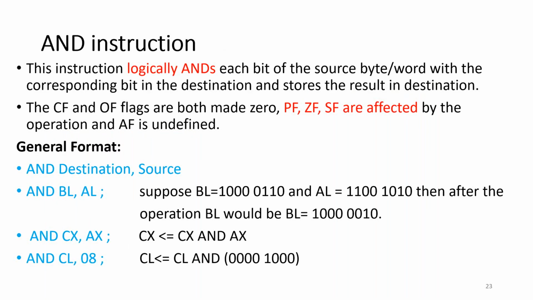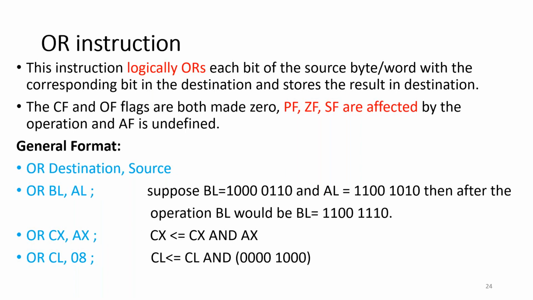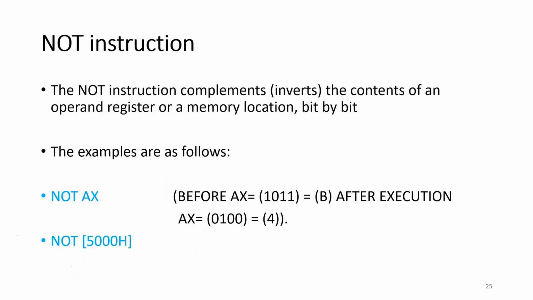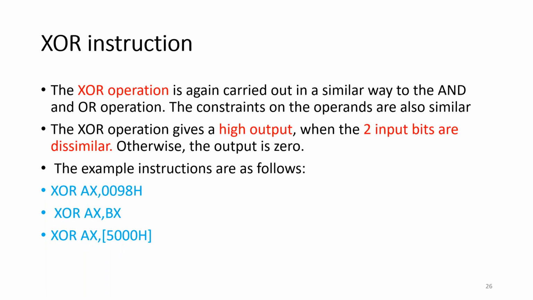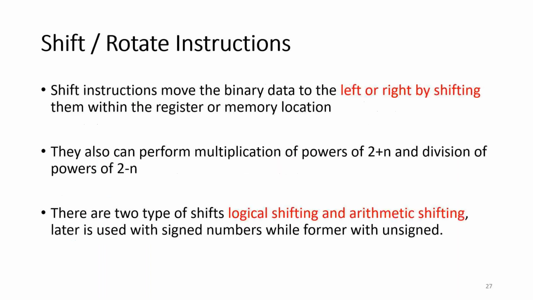Next, logical operations: AND AL, BL and AND CX, AX. These are a few examples. Logical AND operation will be performed using this instruction. In a similar way, OR instruction, OR destination, source. NOT, only one data will be complemented, so NOT AX, right? So next is XOR AX, BX. Okay, XOR operation gives high output when two inputs are dissimilar. If they are similar, it will give 0. If dissimilar, the output will be high in XOR.